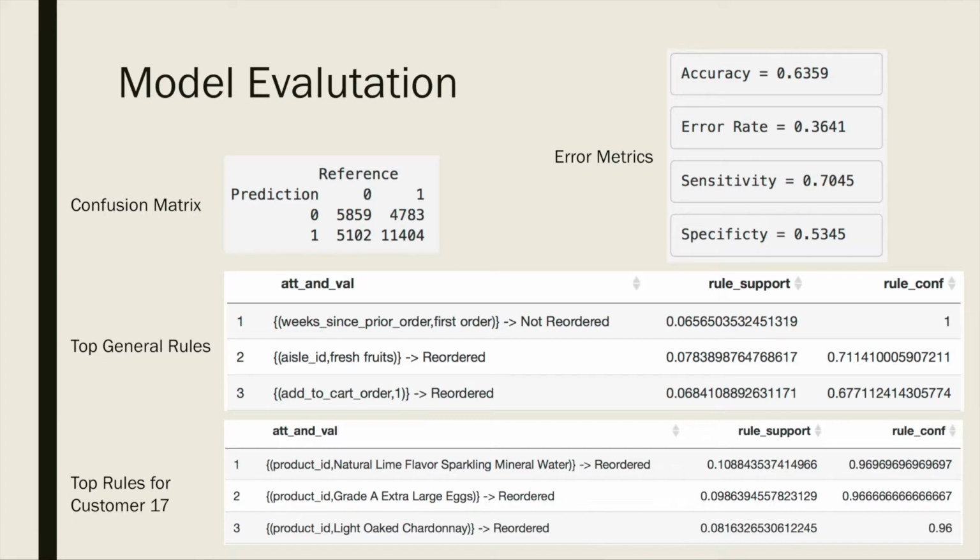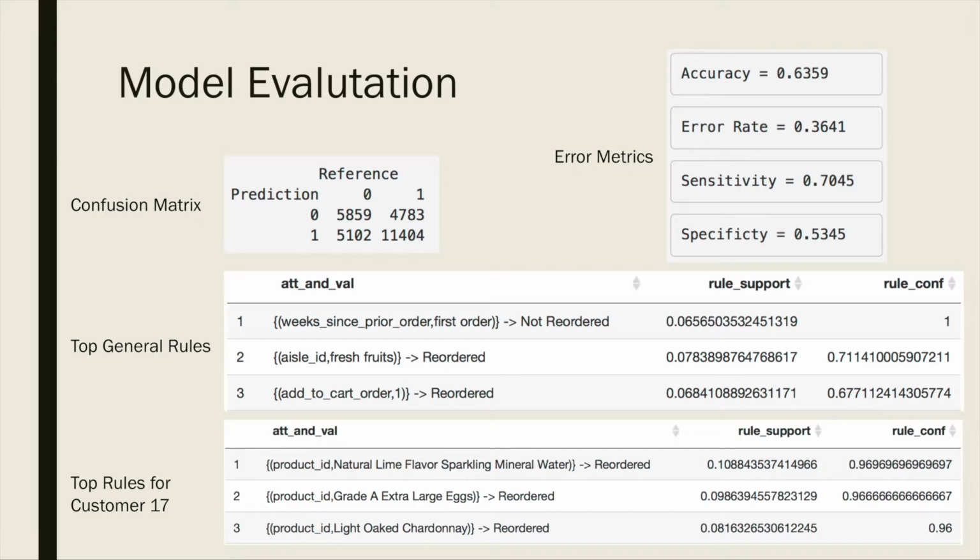Looking at sensitivity, the model does a good job of correctly classifying reordered products, but on the other hand, the specificity indicates the model does a poor job, still better than random, of classifying not reordered products correctly. The reason behind this could be that there are so many more items that are reordered than not reordered. The result is more rules that imply reorder, which would lead to more unknown rows being classified as reordered.